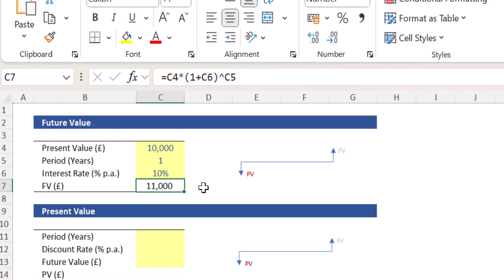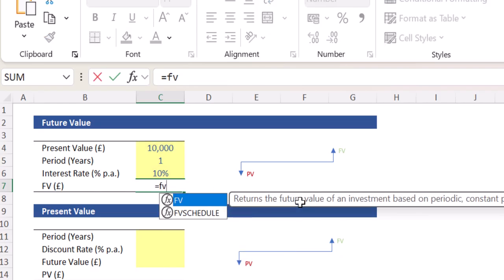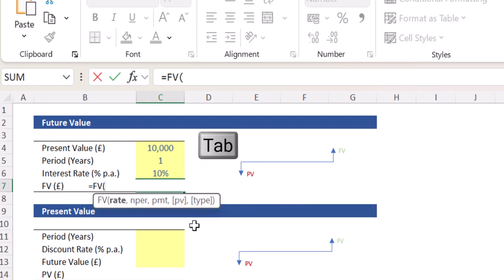However, instead of remembering this formula, simply use the function future value, which does all that work for you. This function has 5 arguments. Rate is the compounding interest of your investment. NPR is the number of periods your money is being invested, like 1, 2, or more years.